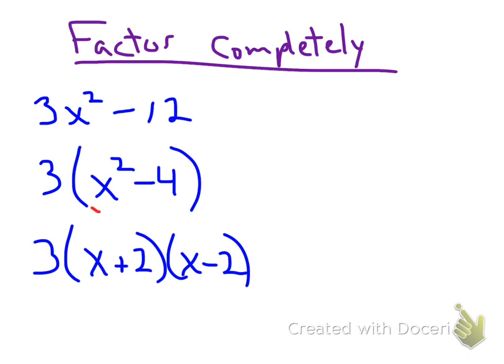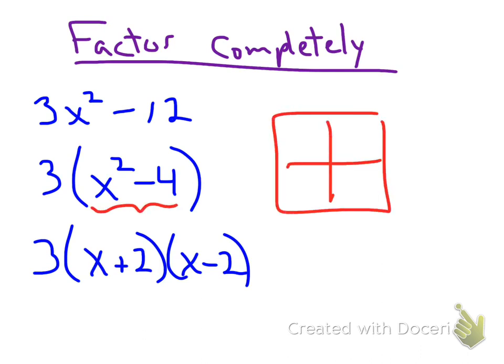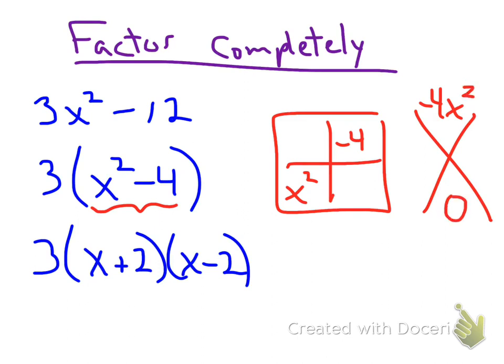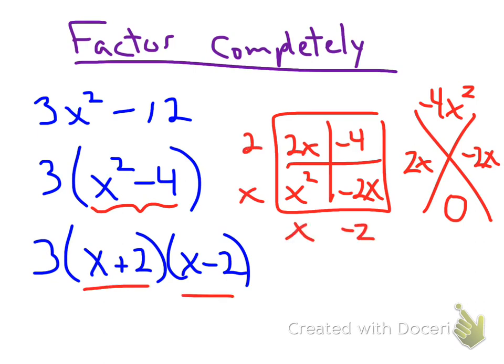If you do not remember the shortcut, we can go through and do our generic rectangle and diamond problem. X squared and negative 4. That's a negative 4x squared, but my middle term, my x term, is a 0. That gives me 2x and negative 2x. So again, x, 2, and negative 2, and that's where these factors came from. But again, factoring it completely means I have all of these written down as my final answer.